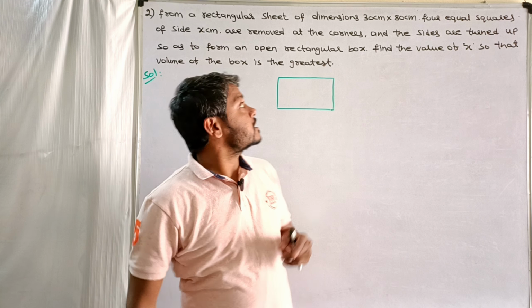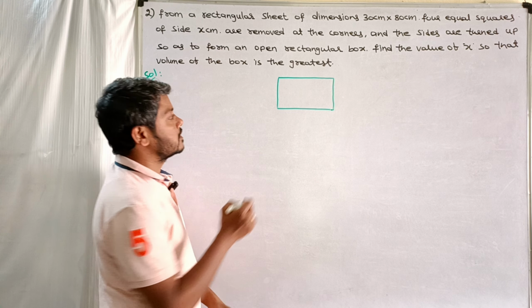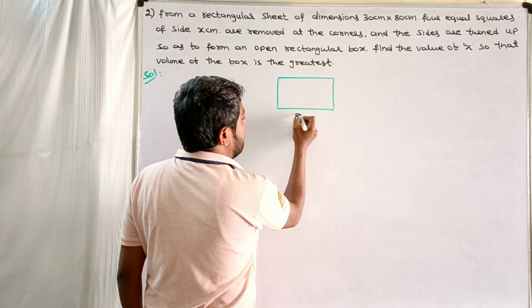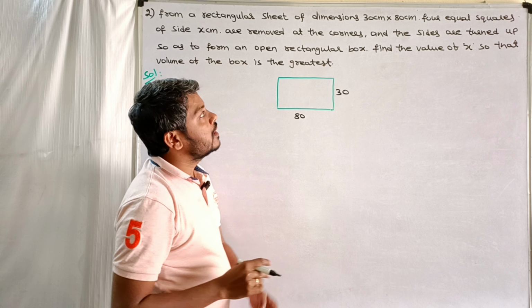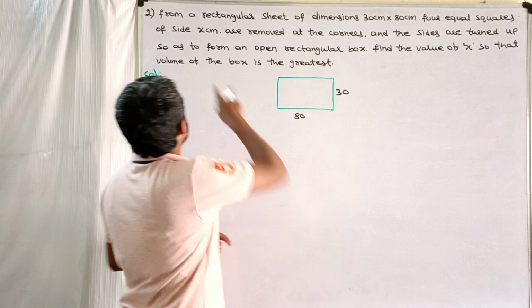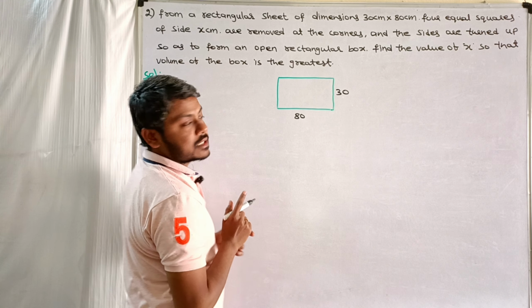From a rectangular sheet of dimensions 30 centimeters and 80 centimeters, so 80 is the length and 30 is the breadth, 4 equal squares of side x centimeters are removed at the corners.